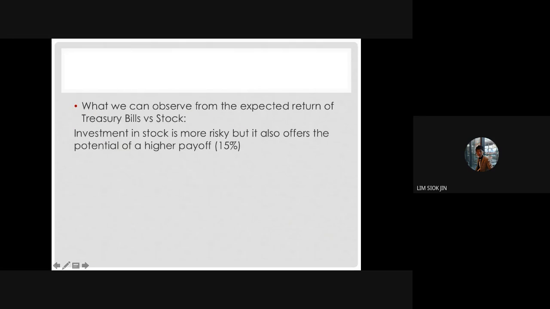So now we go into talking more about it. What can we observe from the expected return of Treasury Bill versus stock? If we want to compare only through expected return, we say that stock is better than bill, right? We just want to say return. Stock is better than bill. Okay? If you only look at return, I don't care about risk. I only want to look at return. Then stock, of course, is better than bill.